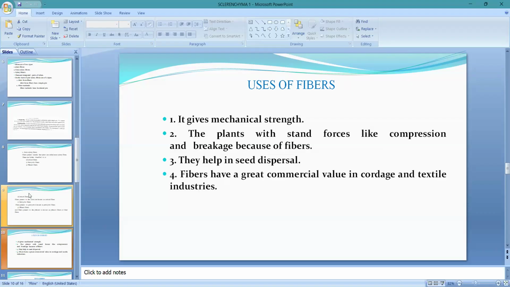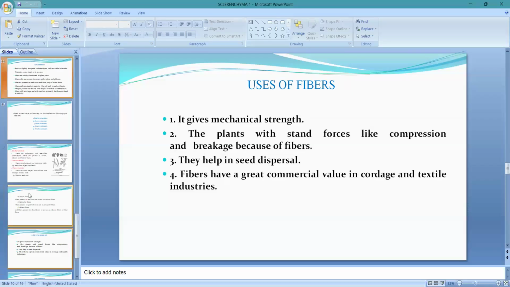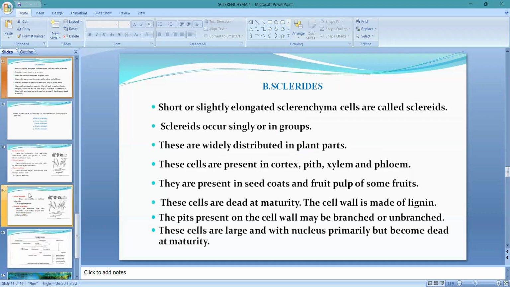It's very important. Some hard fibers are there, soft fibers are there. So hard fiber examples are Manila hemp from Musa, bowstring hemp, Sansevieria, sisal, Agave, Saccharum officinarum, and Zea mays. So these are very important fibers. Next, coming to the sclereids. So which ones are called sclereids?